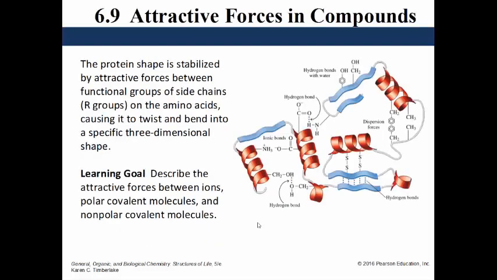Alright, next section of chapter number 6, the attractive forces in compounds. So the shape of a protein can be twisted and bent based on how amino acids and various other side chains interact with one another and how they're attracted to one another.